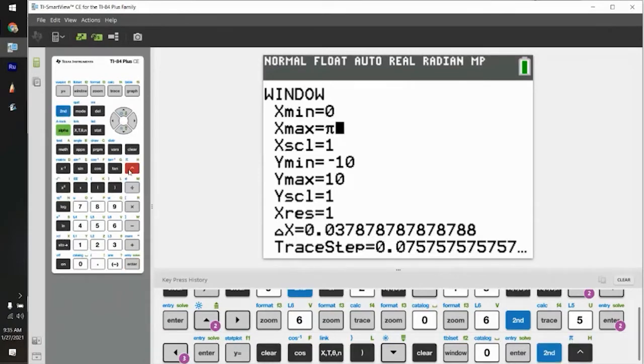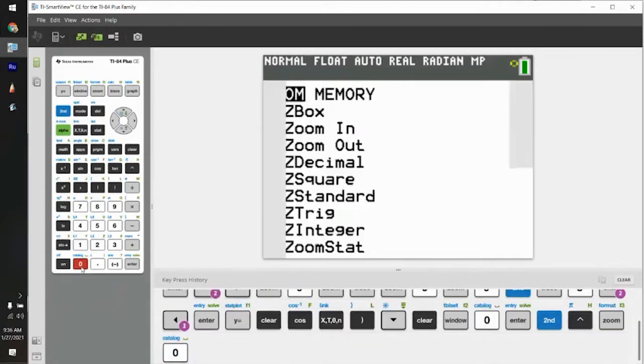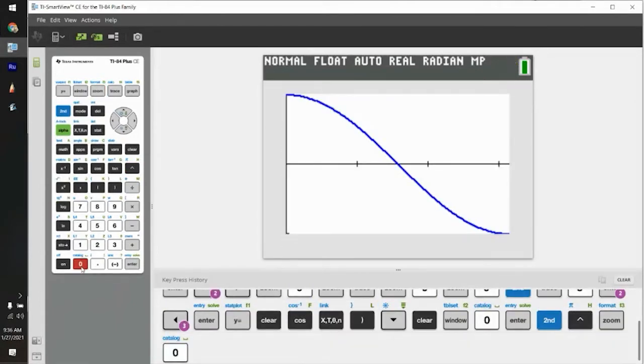You have to know how to do this, because there are some problems where the only way you're going to be able to solve them is if you mess with the window settings so you can see what you're actually looking at. It will greatly help you. Then hit zoom 0, and what zoom 0 does is fit it to the screen so it looks all pretty. Look at how pretty that looks.